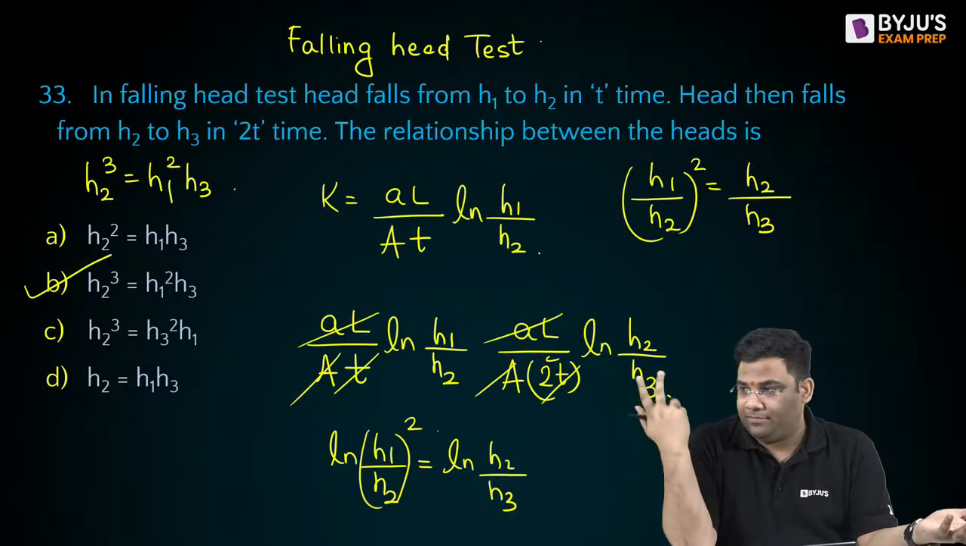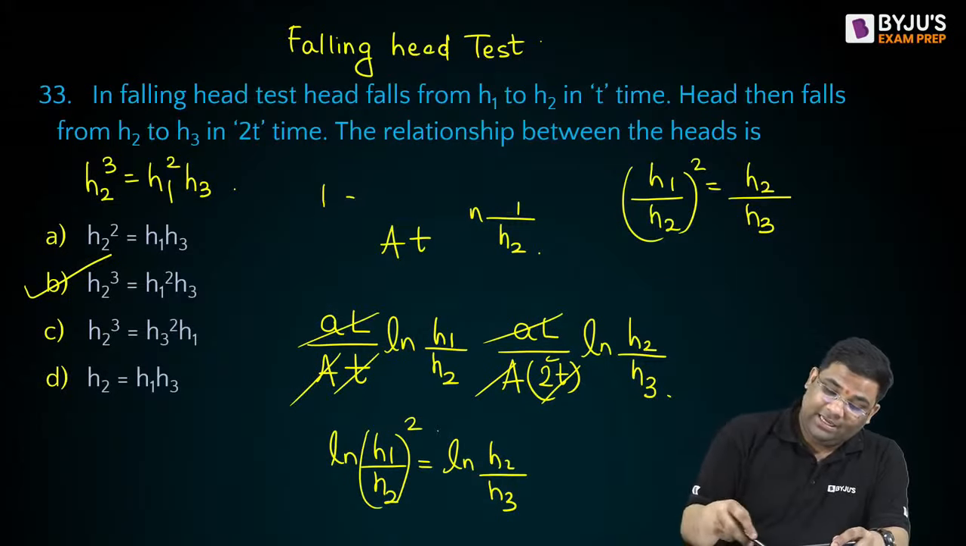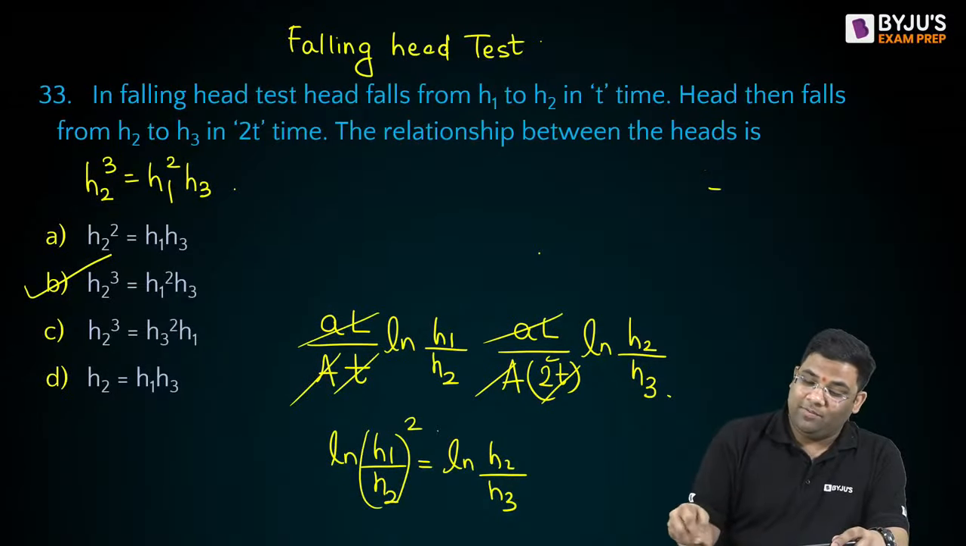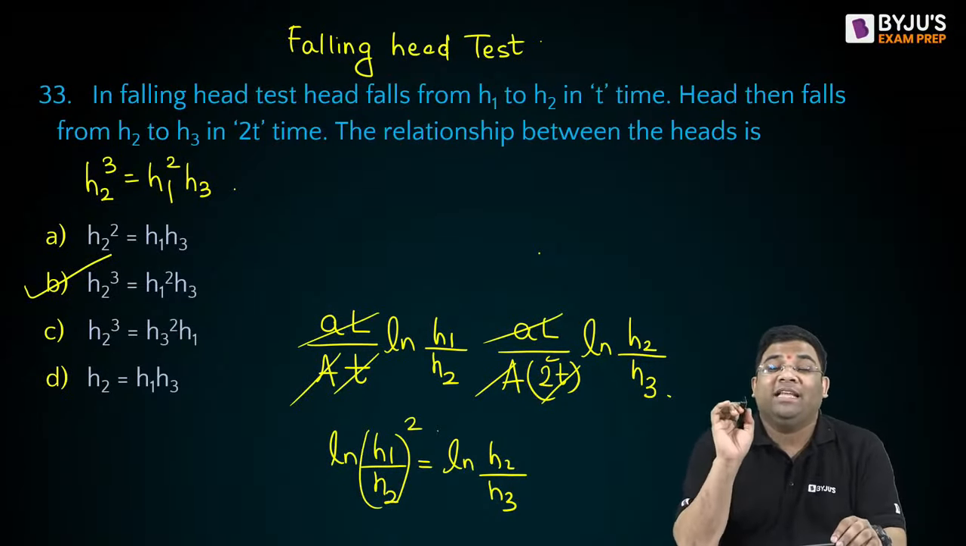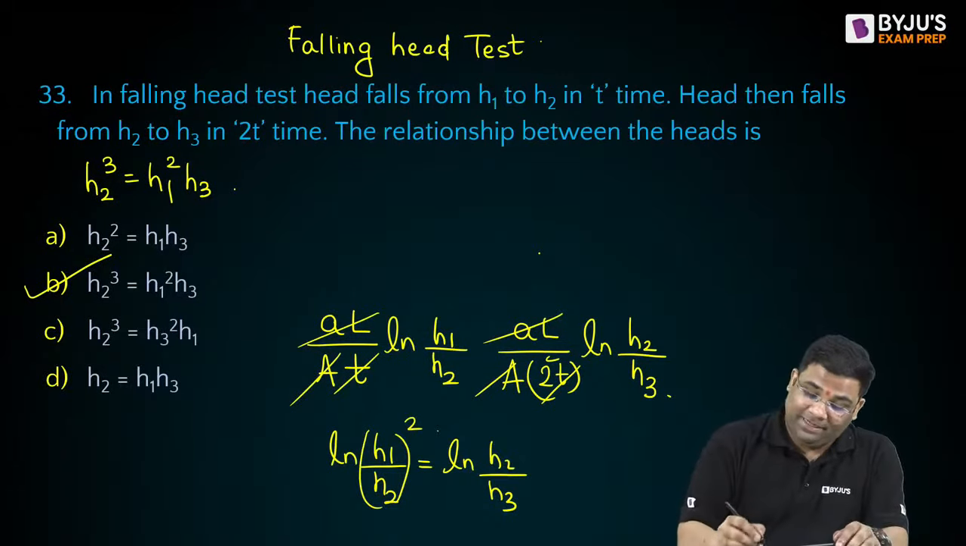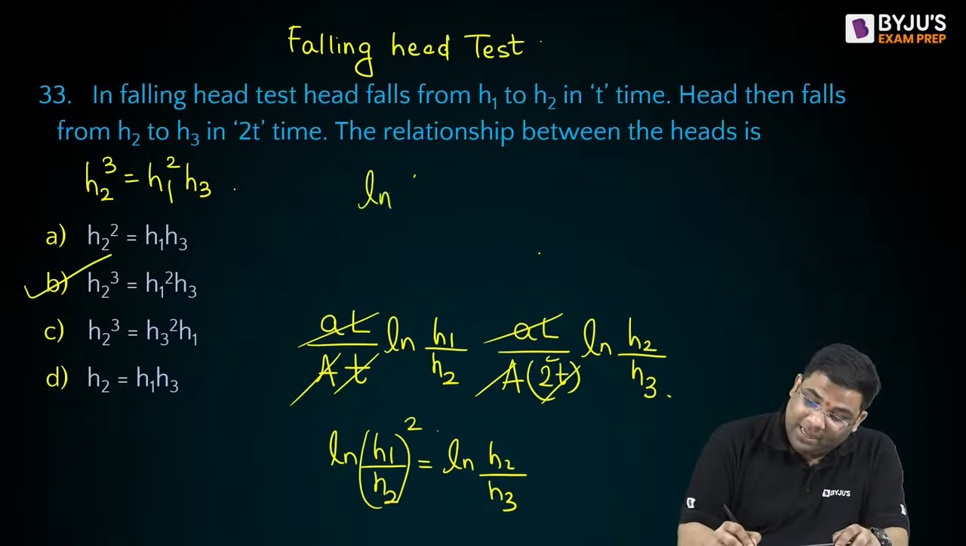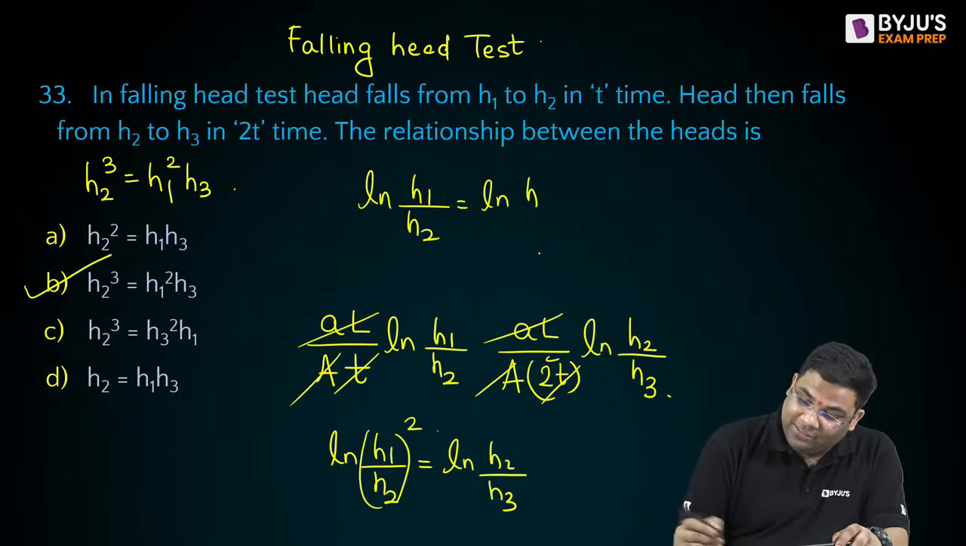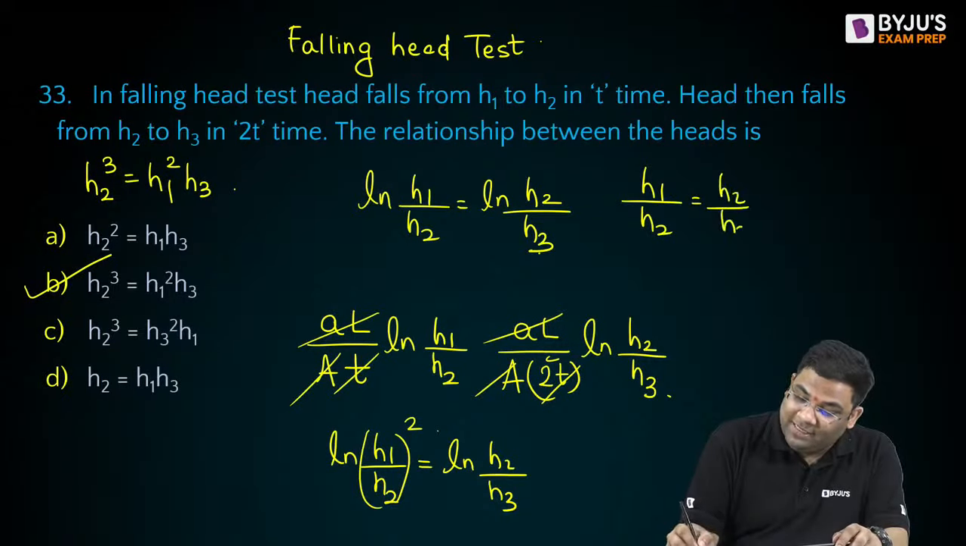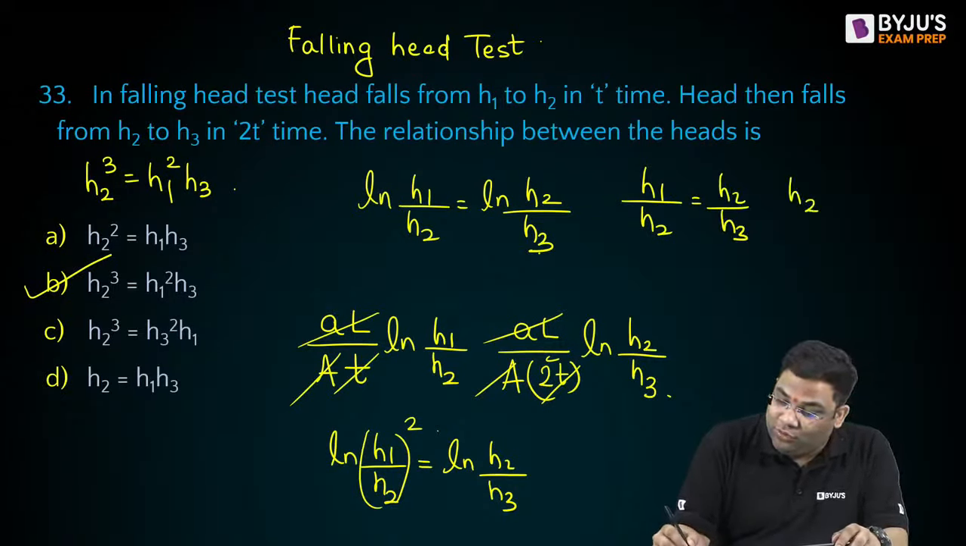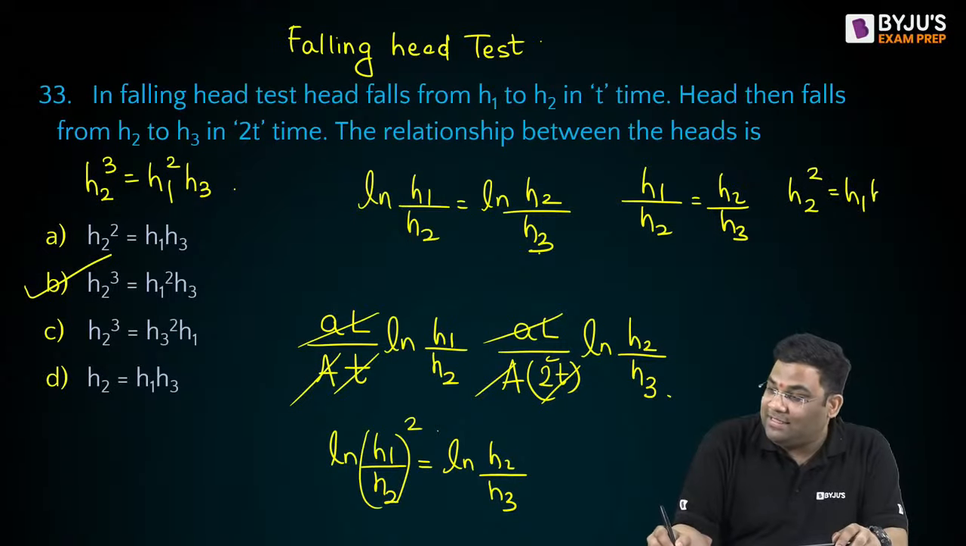Nobody is answering. Yes. See, why did you answer A? Because in the normal questions, they give you the same time. See, if it is the same time, then what will happen? ln H1 by H2 will become ln H2 by H3. So then H1 by H2 will be H2 by H3. That is, H2 square is equal to H1 H3, right?